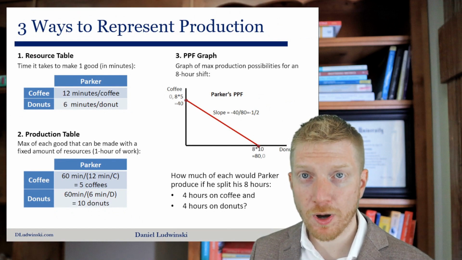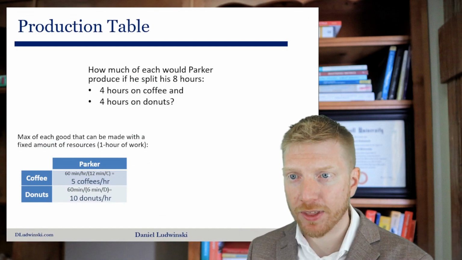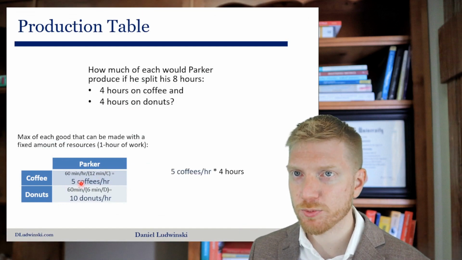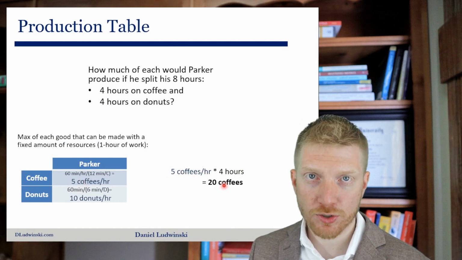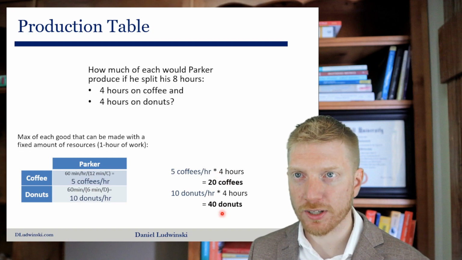We can also answer this question using the production table. Right? So here we have the amount that can be made for each hour. This is actually a little bit simpler because we're just doing multiplication. 5 coffees per hour times 4 hours is 20 coffees. 10 donuts per hour times 4 hours is 20 donuts. And again, those units are canceling and giving us the correct units in the end.